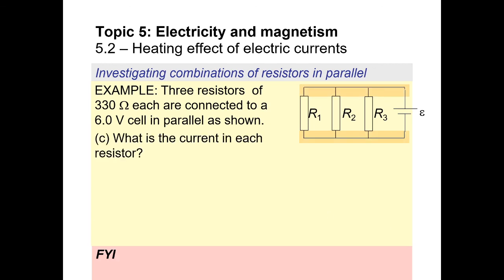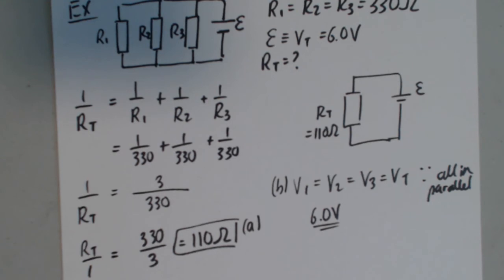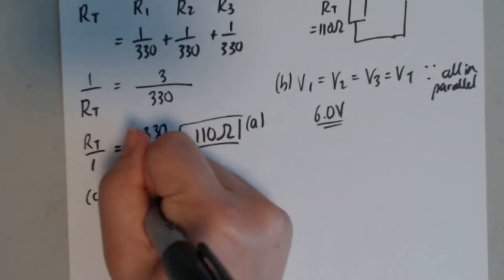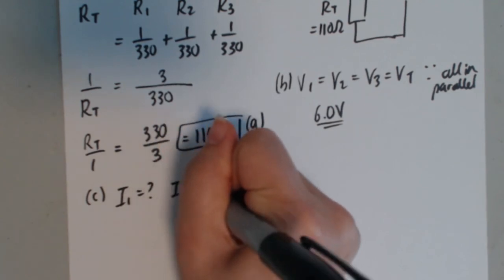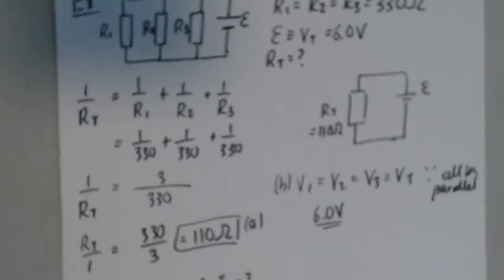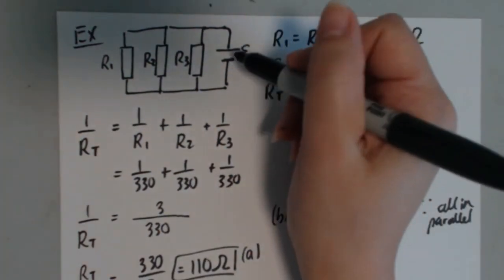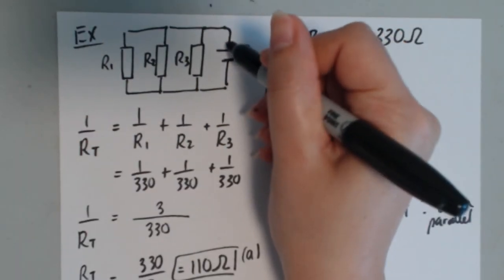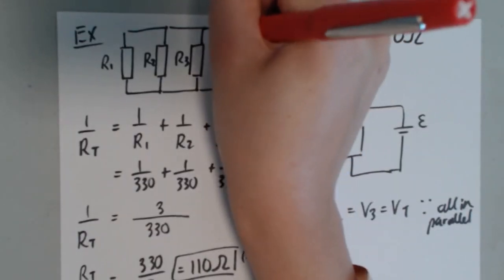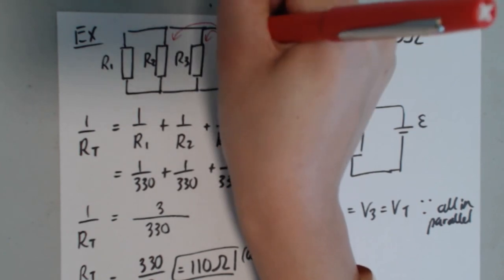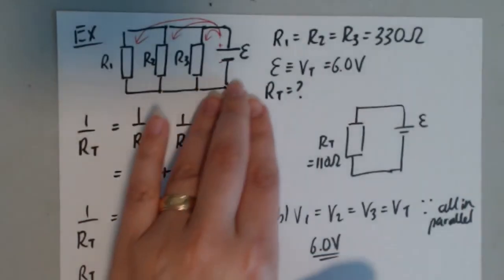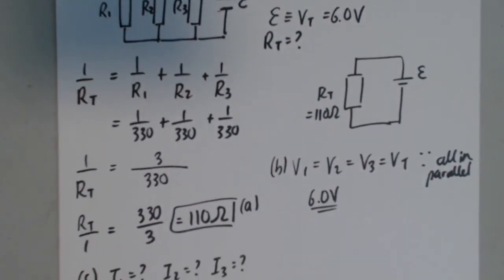Part C, what is the current in each resistor? Okay, last part. Part C. So I'm looking for I1, I2, and I3. Since it's the same resistor, we know that the current, whatever the total current is, it's going to get split evenly. So this is plus, this is minus. So part of the current goes here, part goes here, and part goes here. And then they merge again and go back to the battery.